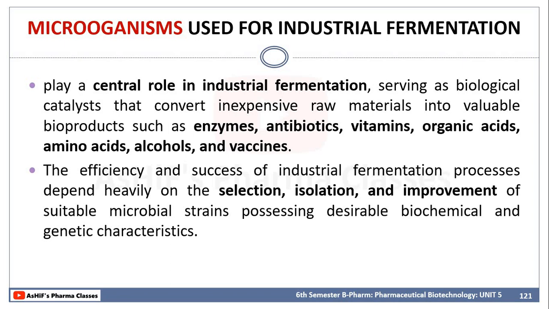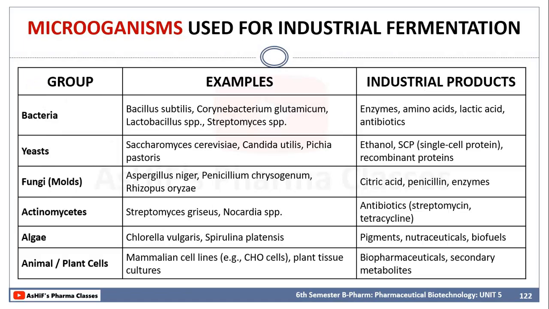So that is the importance of the microorganism, which will affect the entire process: the specificity, yield and productivity of the final product. These are some of the examples. We can choose different types of microorganisms like bacteria, yeast, fungi, actinomycetes, algae, and even animal or plant cells can be used for different kinds of industrial products.